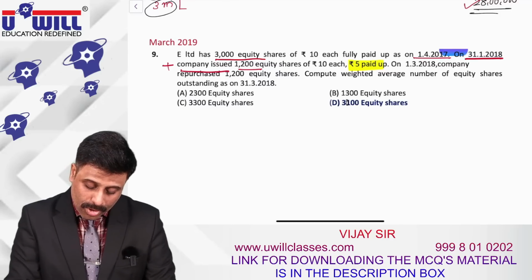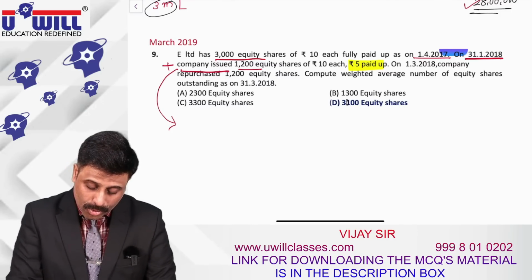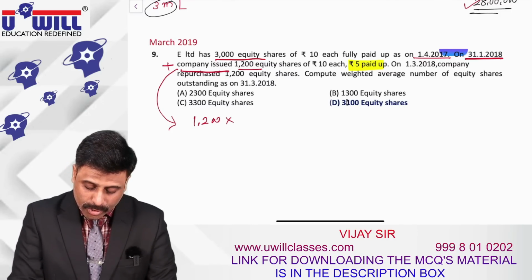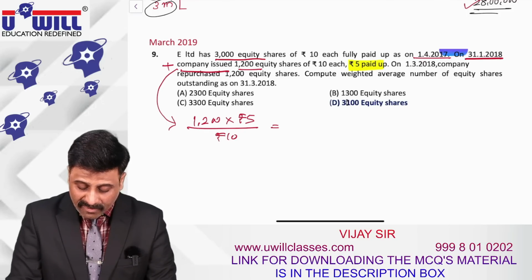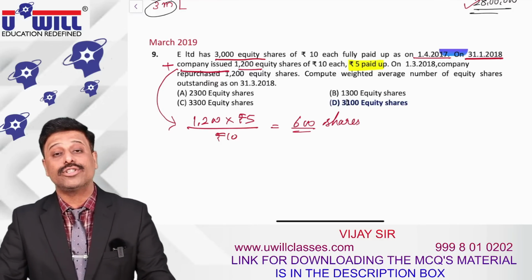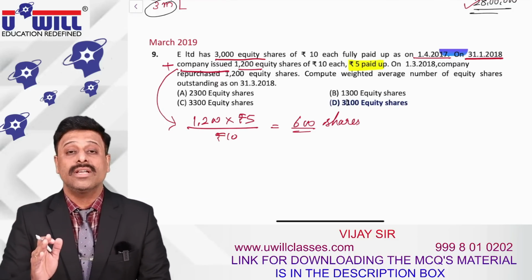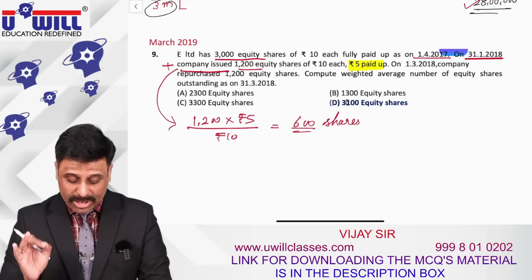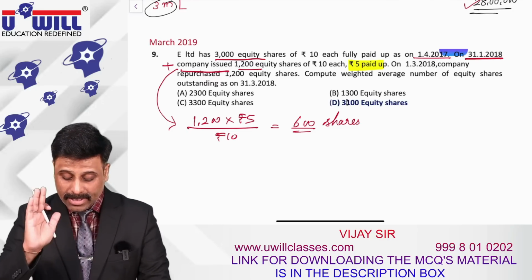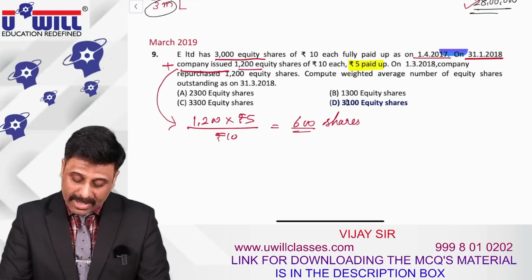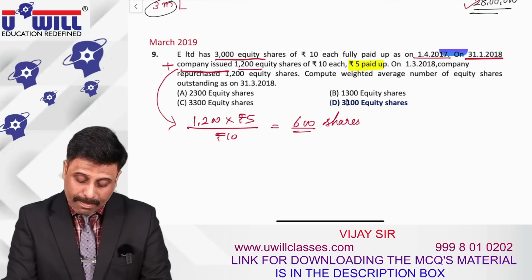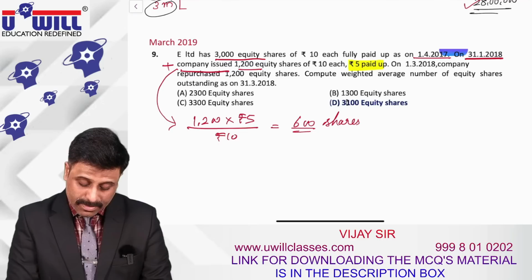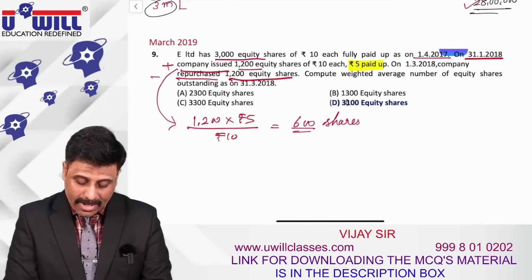5 paid up. So यहाँ पे हम क्या करेंगे? What we will do? 1,200 shares into 5 rupees paid up divide by 10 rupees face value. We will consider it equal to 600 shares only, not 1,200 shares. When we do the calculations, we will take only 600 shares. 1,200 into 5 divided by 10. You have to take care when the shares are partly paid up. On 1/3/18, company repurchased. Okay, repurchased means we will buy back minus 1,200 equity shares.